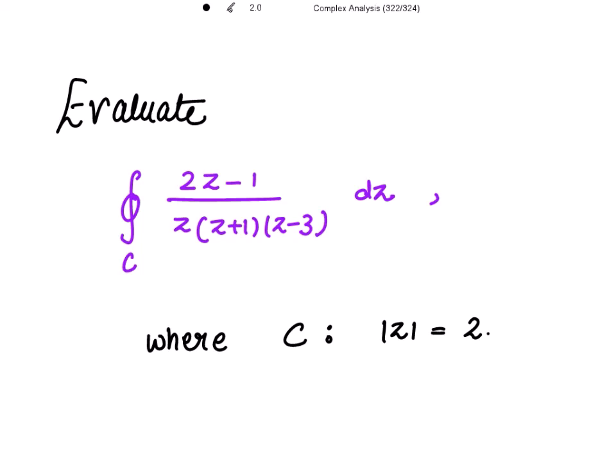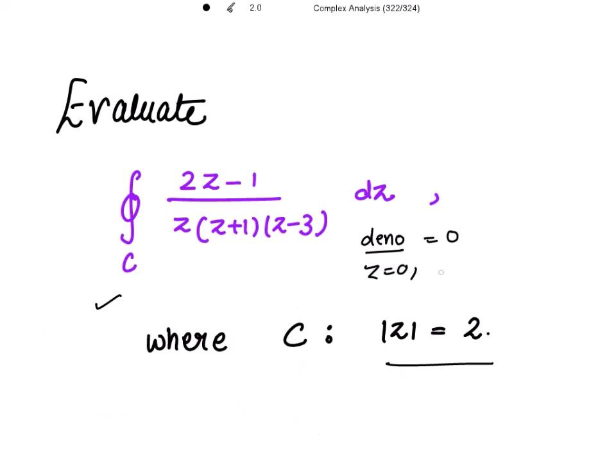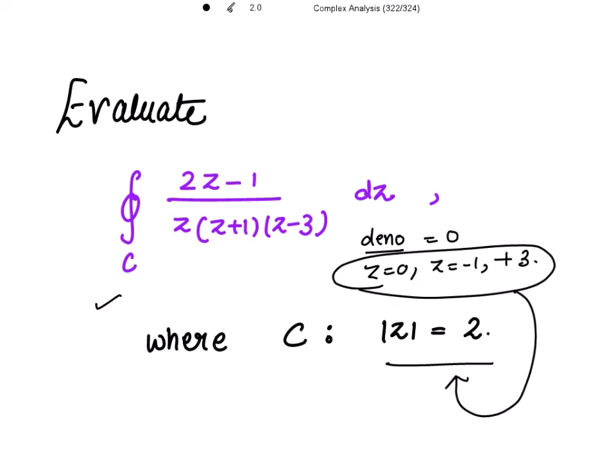We need to evaluate this integral having this integrand over the circle C, where C is the circle |z| = 2. So what points do we get by taking this denominator equal to 0? We need to get the poles, right? So when taking this denominator equal to 0, we get z = 0, z = -1, z = +3. Now which of these points lies inside this circle?